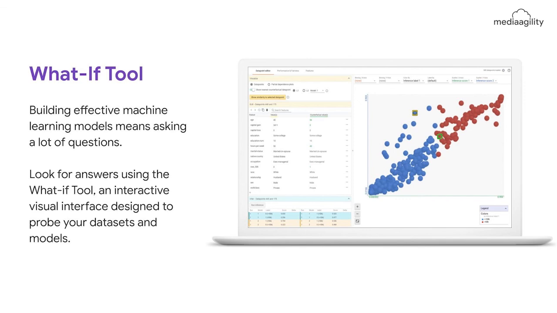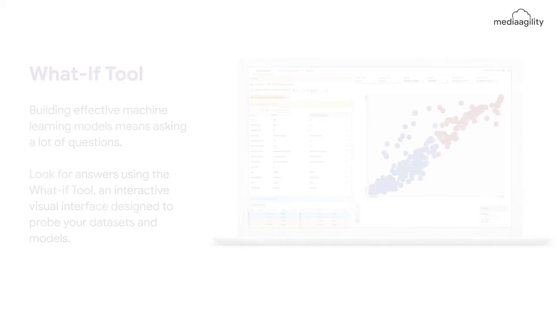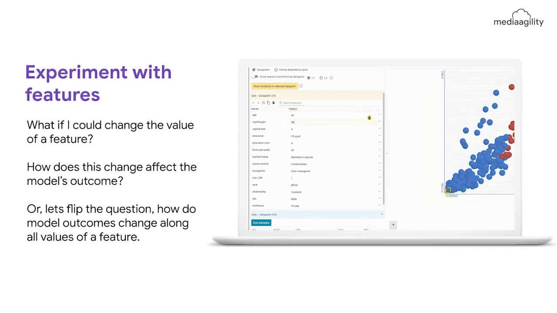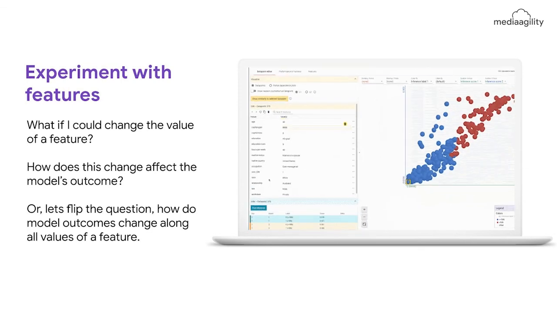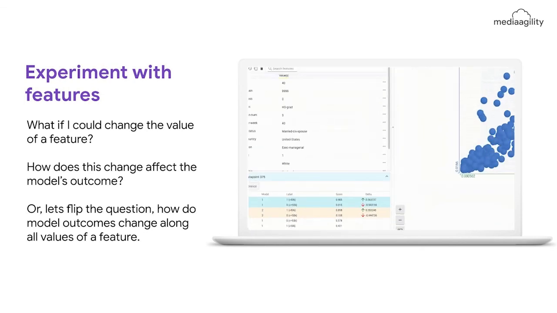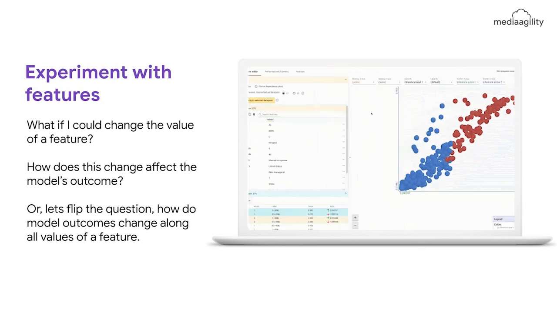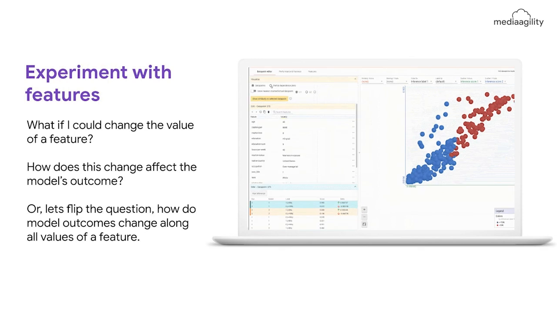Now, using this What-If Tool, you can build effective machine learning models and ask a lot of questions to them as well. Like if the model is doing something, how it is doing it, why it is doing so. We can experiment with multiple features. Features here are the input variables for any model. Now, what if I could change the value of a feature? If I'm changing the value of the feature, how is the output changing? If some features are added or removed, or a new data point comes in, how will it impact my model?